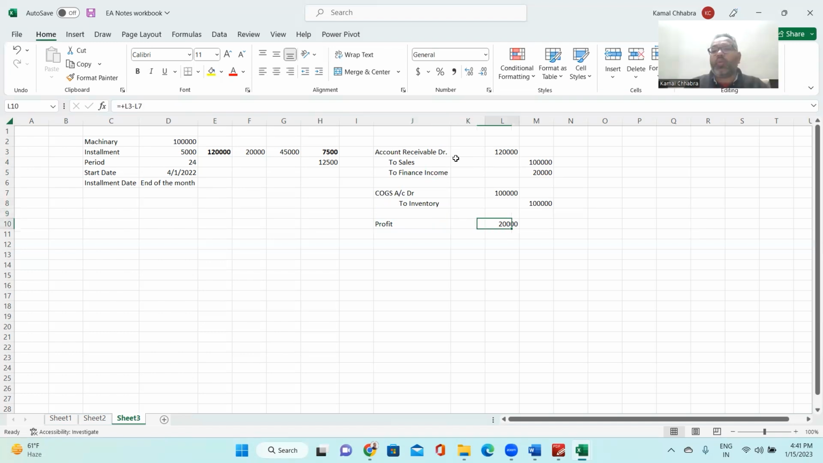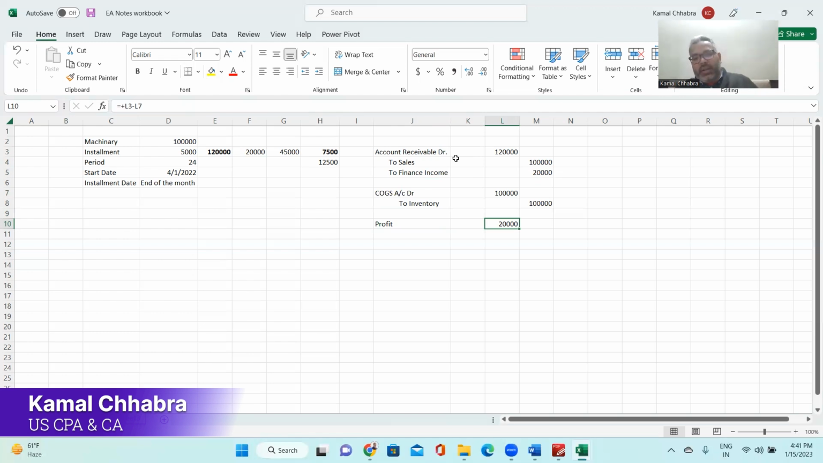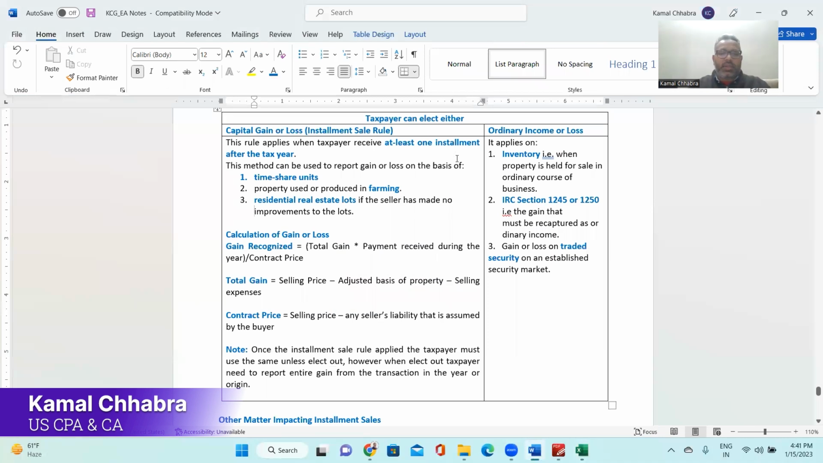So this 20,000 you could have booked as profit in year 1 itself, if you had considered it as ordinary income, right? But in the previous year, you considered it as a capital gain. That is the reason, as mentioned here, that when you elect out, the taxpayer needs to report the entire gain from the transaction in the year of origin. That means in year 1 itself, you should have shown this entire income and paid higher tax. Make sense?